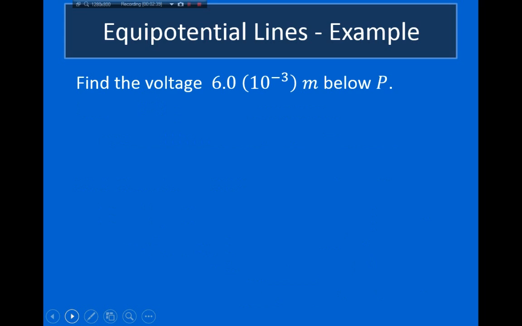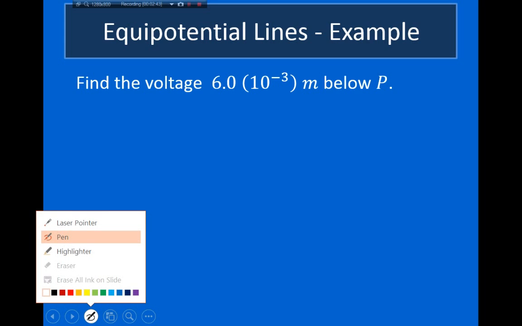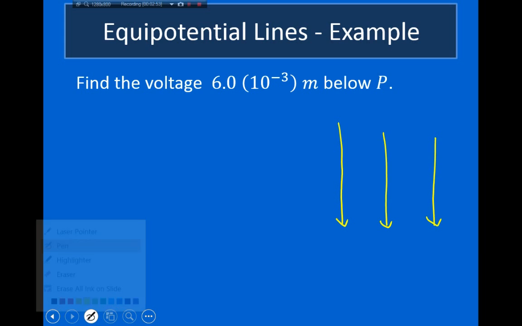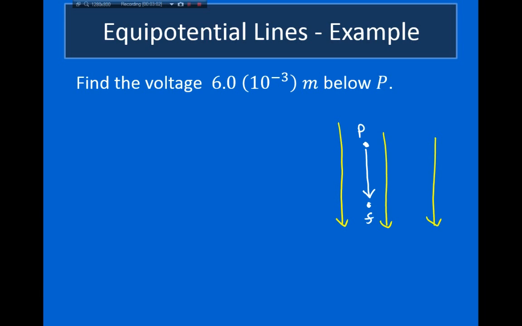So let's go ahead and look at another one. This question asks, what would the voltage be if I moved 6 times 10 to the minus 3 meters below this point P? So again, my electric field lines are pointing vertically down. We have this point P, which is at 155 volts. And now we're going to move downwards to this final point. And so this distance here, again, is still 6 times 10 to the minus 3 meters.